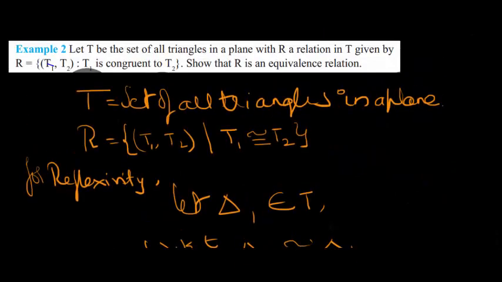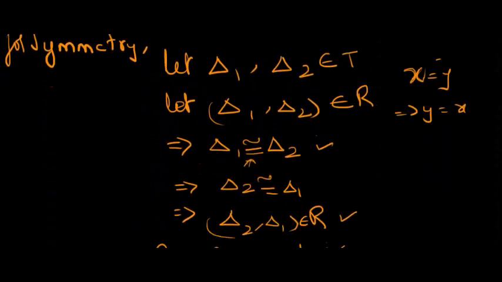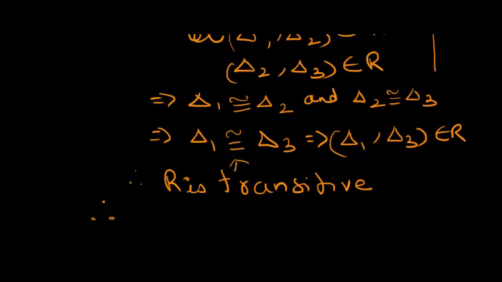So, what do I see here? I see that the relationship R is reflexive, symmetric, and transitive. And hence, this relationship will be called an equivalence relation. We will look at one more example in the next video.